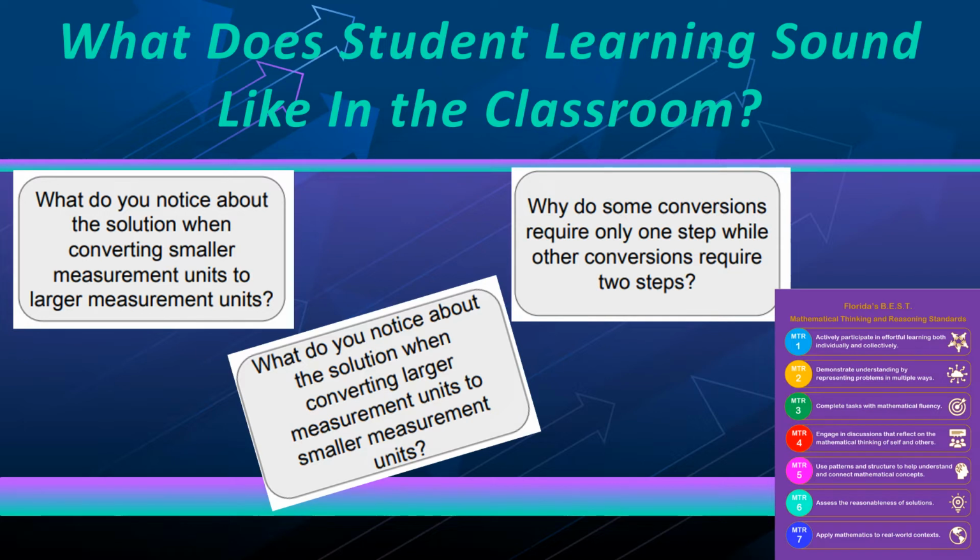Some potential answers we may hear from students are, when converting smaller units to larger units, the solution becomes a smaller number than the smaller measurement unit numbers. You would need to use division because you are trying to find out how many larger units you have by creating equal groups of smaller units. When converting larger units to smaller units, the solution becomes a greater number than the larger measurement unit numbers. You would need to use multiplication because you are finding the total number of smaller units when each larger unit is a group of smaller units.